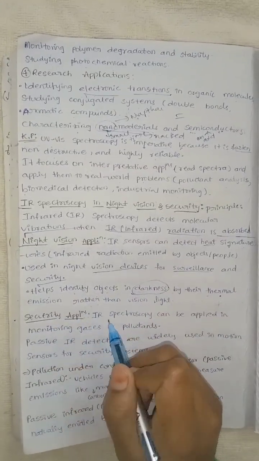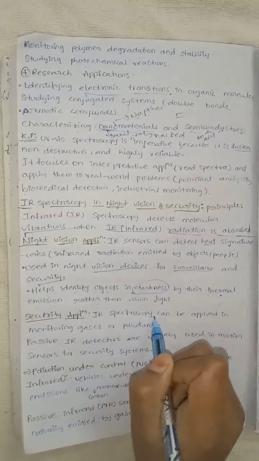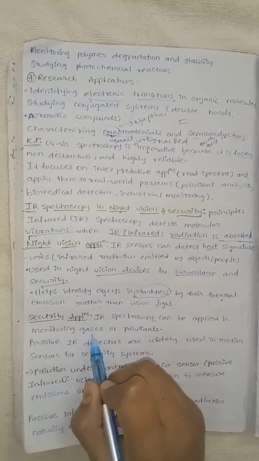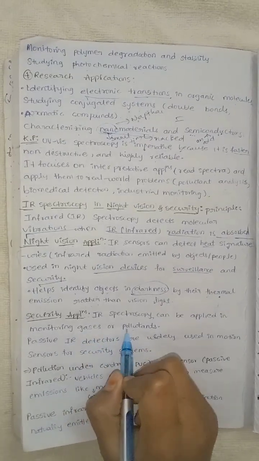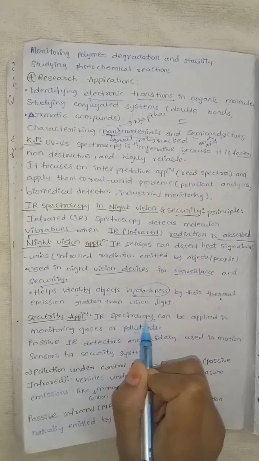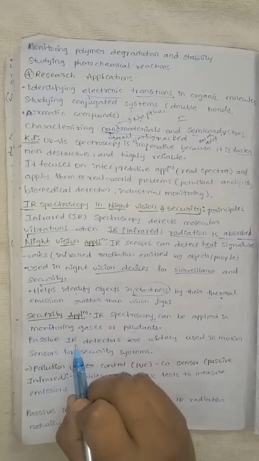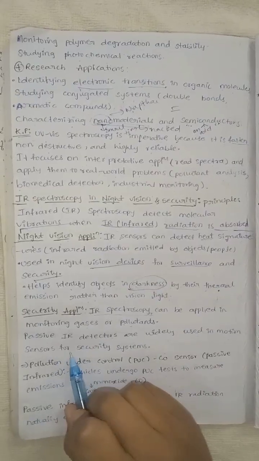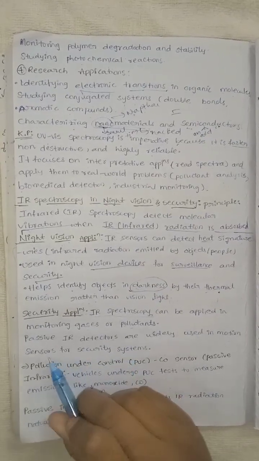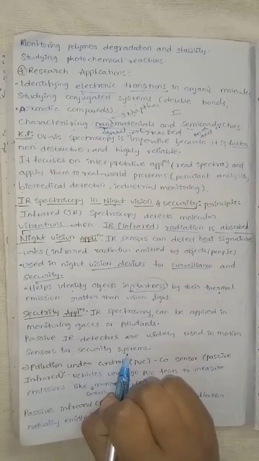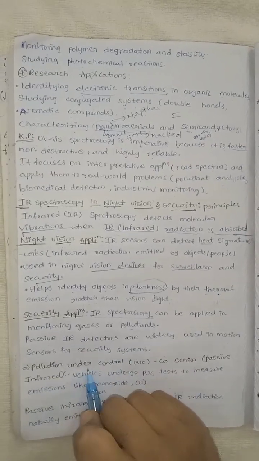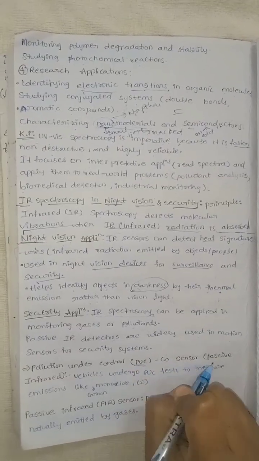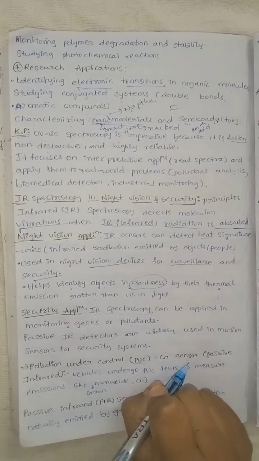Security applications: infrared spectroscopic concepts are used for security, for pollutants, and for monitoring gases. These two concepts are applied in IR spectroscopy for security purposes. Passive infrared detectors are widely used as motion sensors in security systems. Moving sensors for security purposes. Pollution Under Control is known as PUC for short. CO sensors, passive infrared or CO sensor, both are the same.